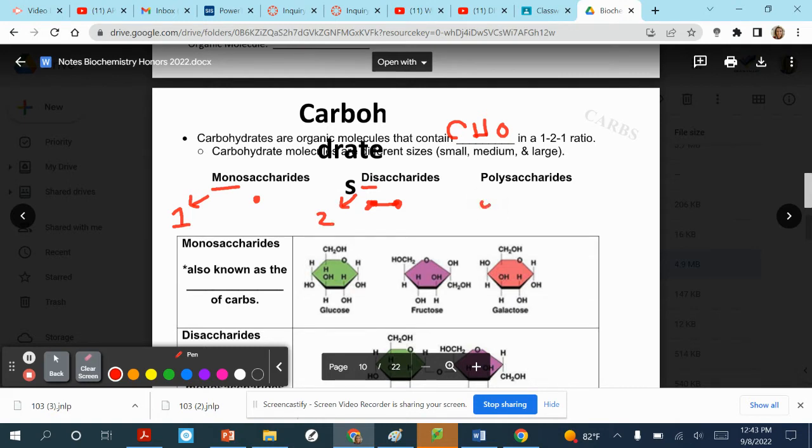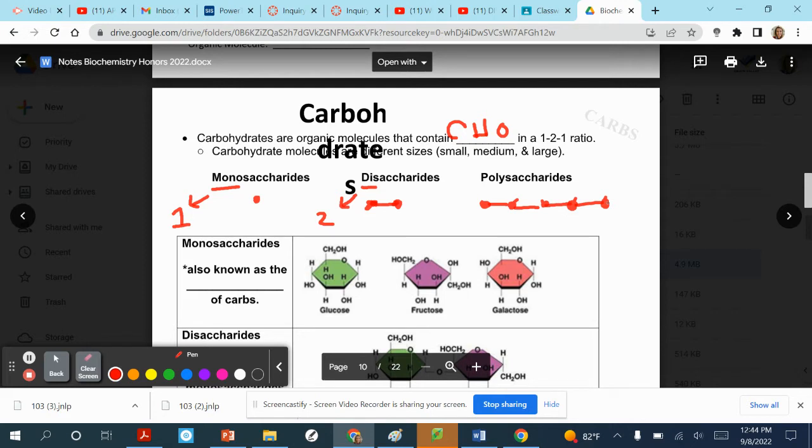And to get a polysaccharide, we're going to take several monosaccharides and link them together. So I'm just trying to show you dot after dot after dot, linking them together. It's a little bit hard to do on my touch screen. Okay, so when you think of carbs, there's three types of carbs: small, medium, and big ones. Those are the monosaccharides, disaccharides, and polysaccharides.